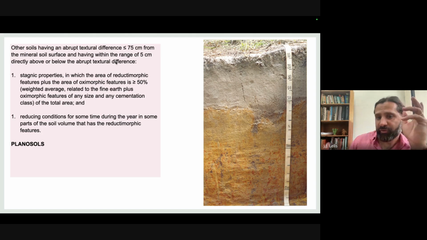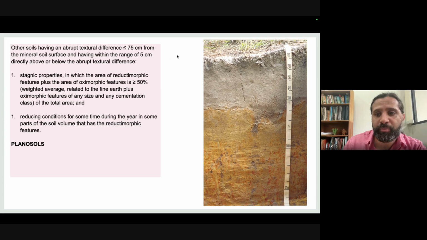So we have, for example, in this photo, an A horizon, an E horizon, and then the B horizon. And this horizon below could register a huge increase of clay content, or I can just register an RGX horizon with a huge clay content, and this clay content is much higher than the overlying horizon, and because of this, we register the abrupt textural difference.